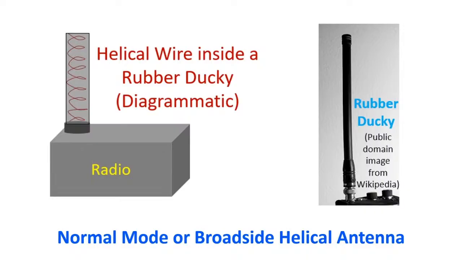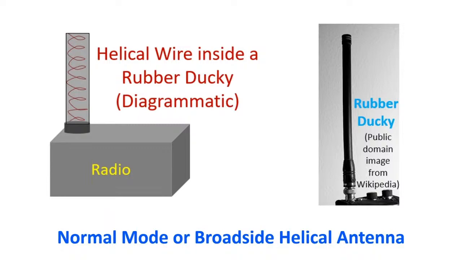Rubber ducky is the typical example of a normal mode or broadside helical antenna. Being electrically shortened antennas, gain and range of communication of rubber ducky is less than that of a full-sized antenna, as every ham radio operator is fully aware.